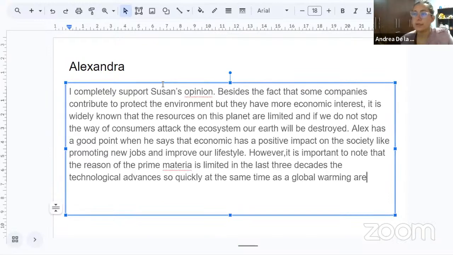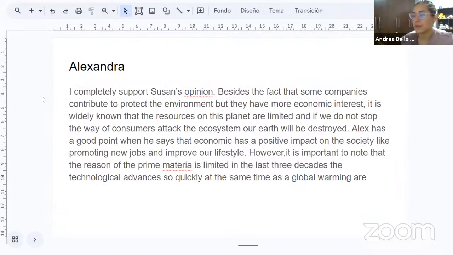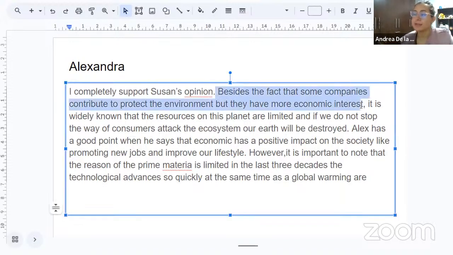Okay, so Alexandra says, I completely support Susan's opinion. I think you all went for Susan, right? So besides the fact that some companies contribute to protect the environment, but they have more economic interest. Okay. Remember that in this second sentence, Alexandra, what you have to do is summarize Susan's point, right? So what Susan said as her reason. Now, in this case, I don't think that Susan said anything like this, did she?